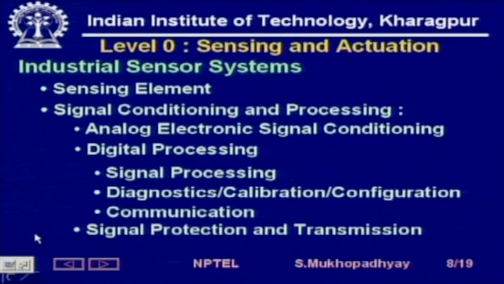finally there is signal protection and transmission. That is, finally, for everything you need to transmit the signal. So, you can have a network interface, or sometimes you can have a voltage to current converter. If you are having a 4 to 20 milliampere transmission, then you can have a voltage to current converter. If you are having RS 422 kind of transmission, then they have specified voltage levels. So, you have to have voltage conversion for that.